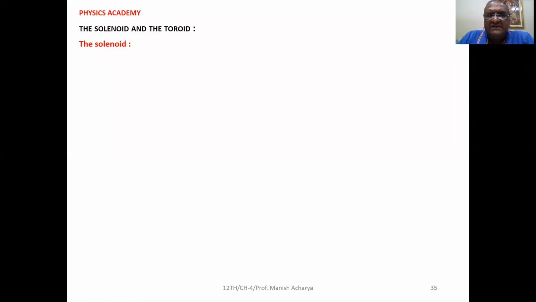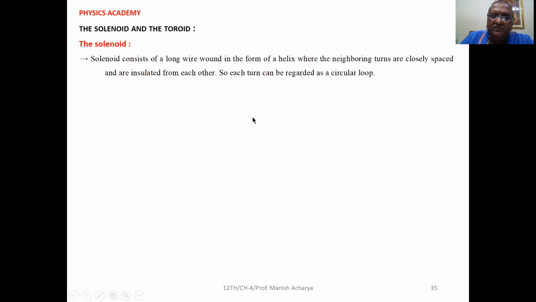We have to discuss the device named solenoid and toroid. This is the device with the help of which one can produce a uniform magnetic field. Now, first of all, the solenoid. A solenoid is a wire wound in a helical shape.